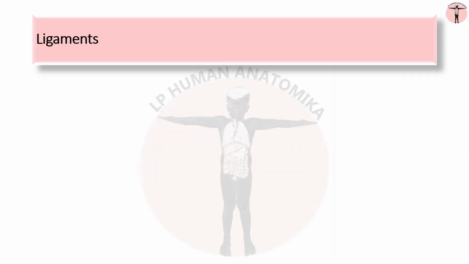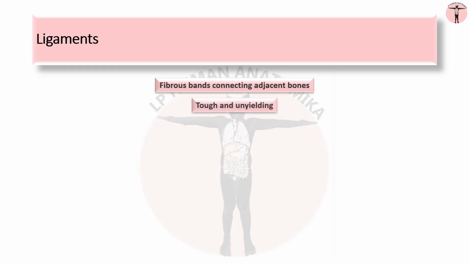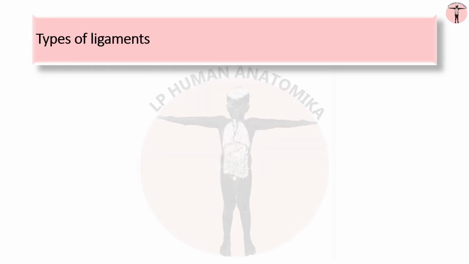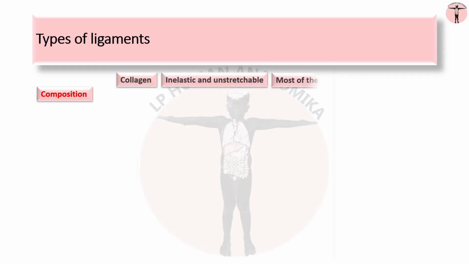Ligaments. Ligaments are fibrous bands which connect the adjacent bones, forming integral parts of the joints. They are tough and unyielding, but at the same time are flexible and pliant, so that normal movements can occur without any resistance, but abnormal movements are prevented. Coming to the types of ligaments, according to the composition, ligaments are made up of collagen fibers. These are inelastic and unstretchable. Most of the ligaments are of this type.